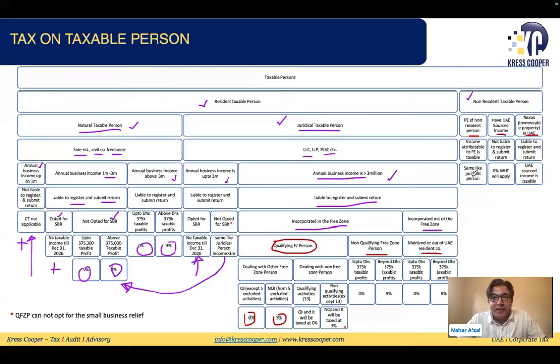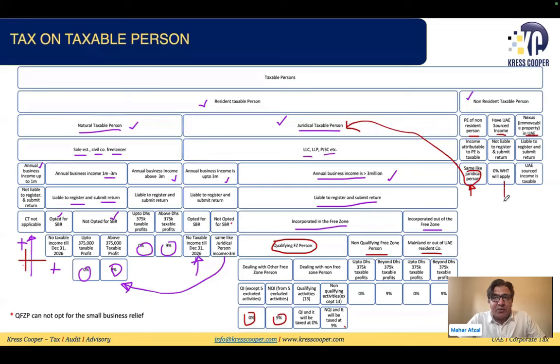Then if they become a fixed establishment in the UAE, they will become a PE of the non-resident person in the UAE. There is a possibility that a dependent agent is exclusively working for the non-resident person, and it will become a PE of the non-resident person. So income attributable to the PE will be subject to tax in the UAE. It will be treated like a juridical person. The important thing is that when I'm asking about juridical persons, it will fall here. It means a PE of the non-resident person can become a qualifying free zone person as well. But this PE cannot enjoy up to 1 million relief because it will be treated like a juridical person.